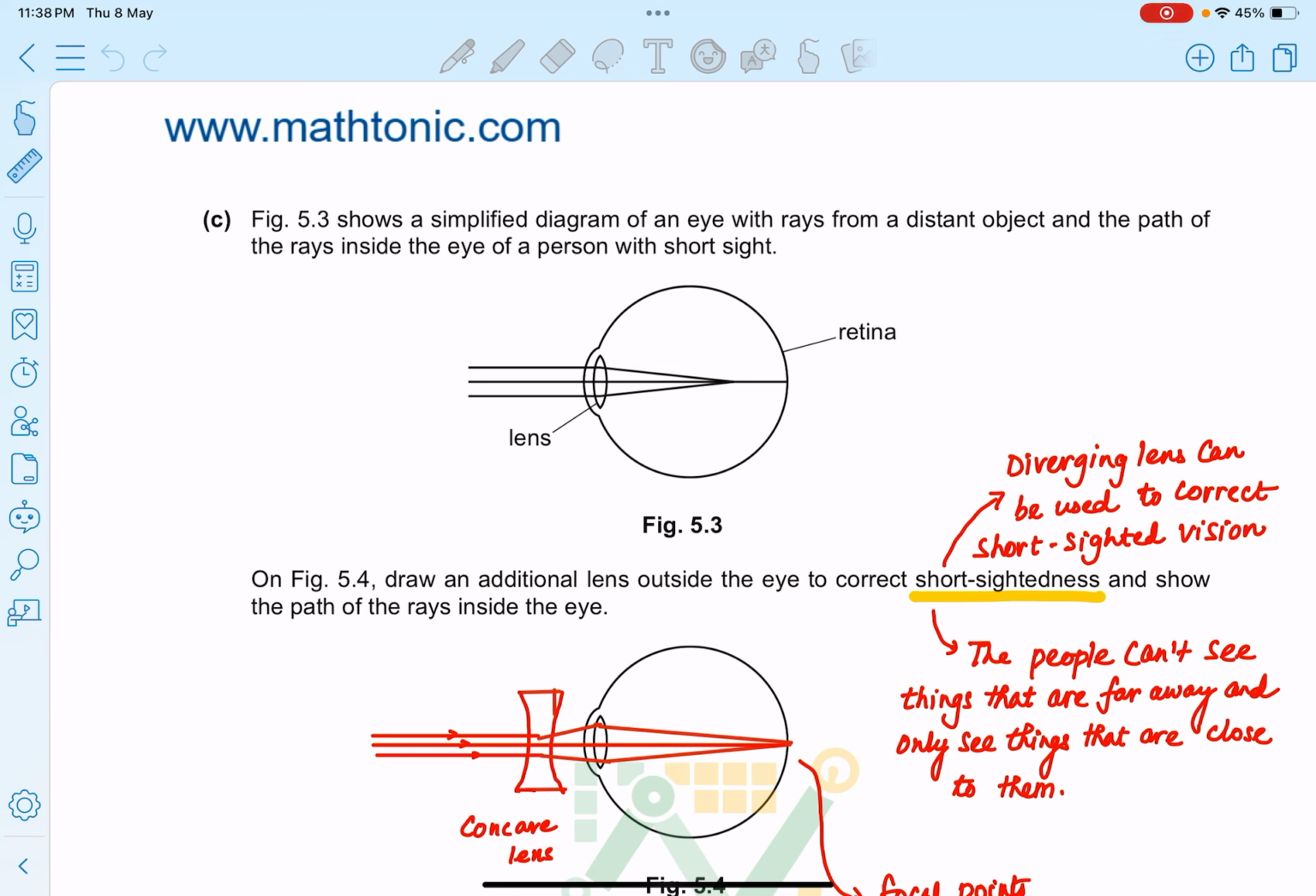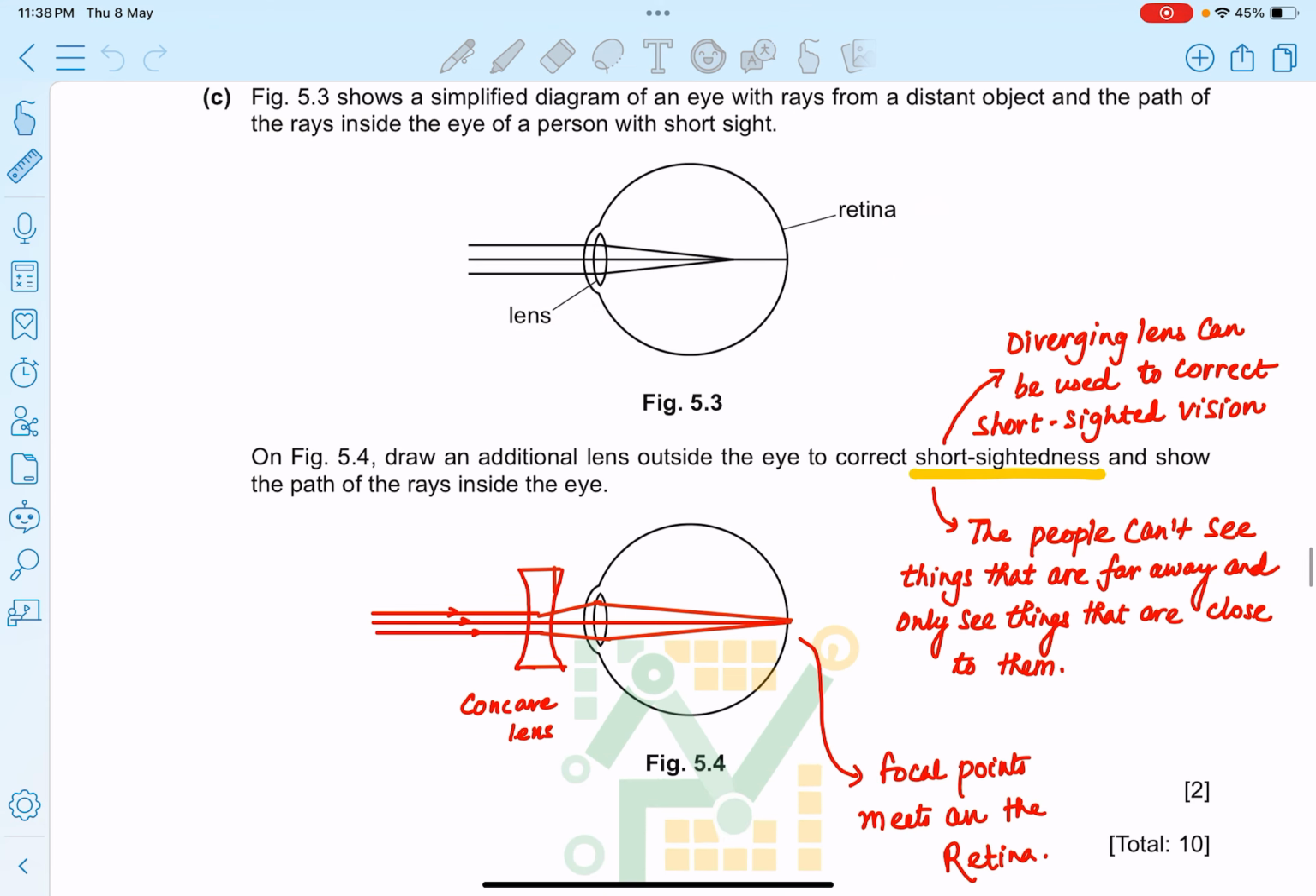So this figure is a simplified diagram of an eye with rays from a distant object. The path of the rays inside the eye of a person who is short sighted is shown. Okay, the retina is given, the lens is given. Draw an additional lens outside the eye to correct short sightedness, and show the path of the rays.